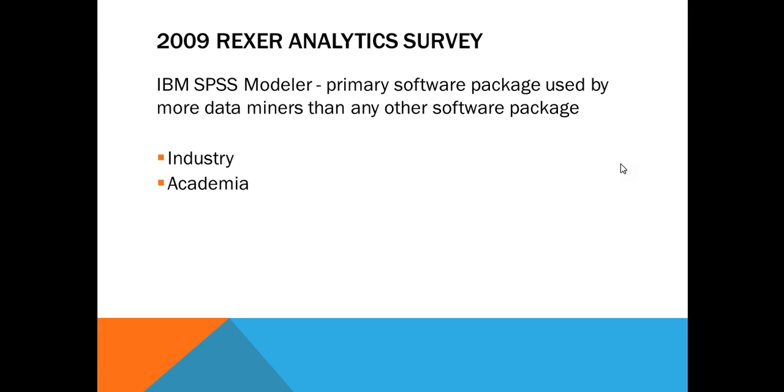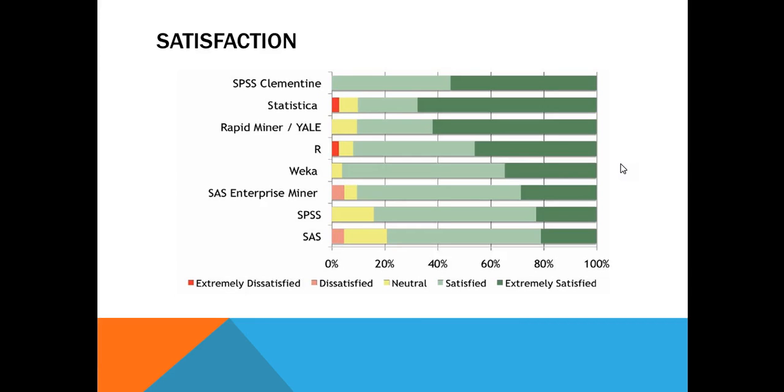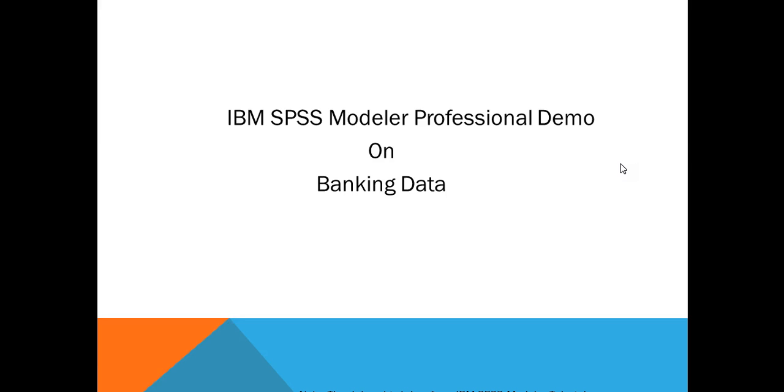According to the 2009 Rexer Analytics Survey, IBM SPSS Modeler is the primary software package used by more data miners than any other software package. It's very huge in industry and also in academia. Here we can see the satisfaction for SPSS is very, very high. SPSS Clementine is what it used to be called in 2009, and then IBM bought it. Now it's called IBM SPSS Modeler.